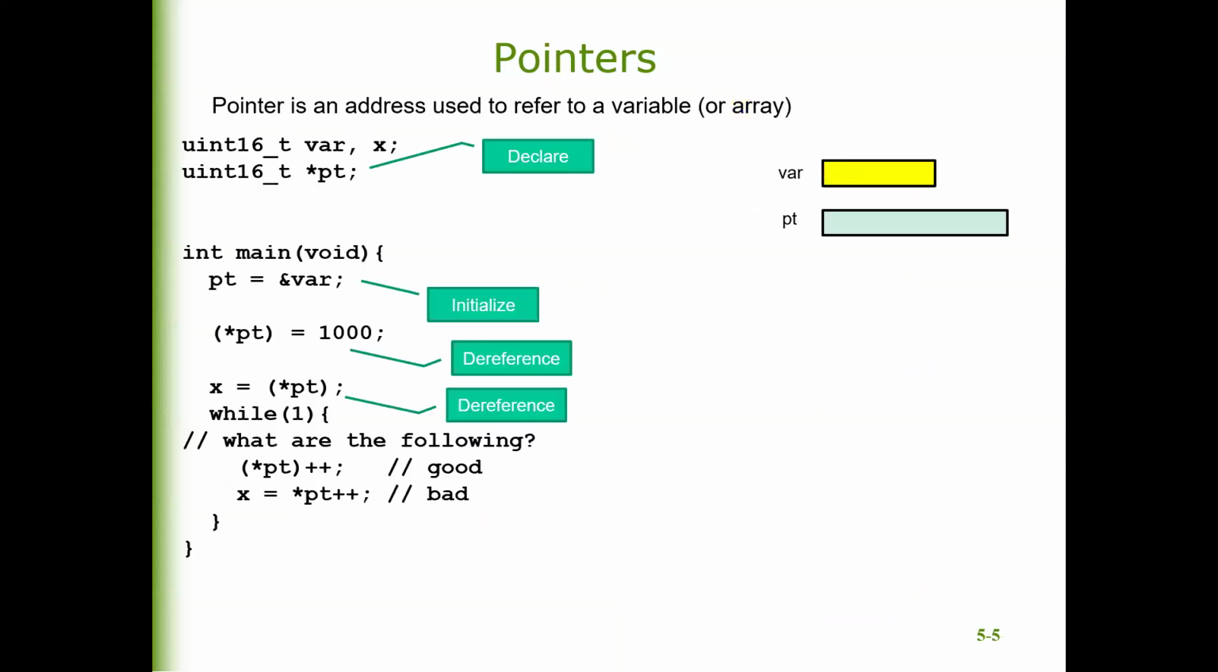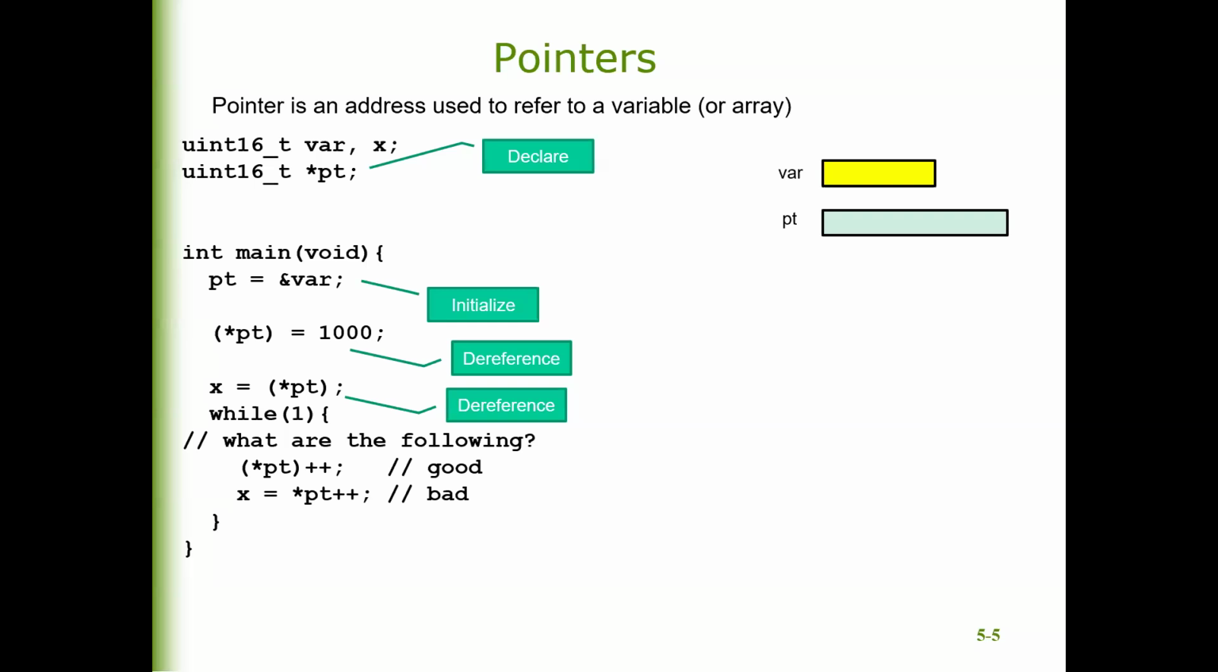So next is pointers. There is a quick example. Like I mentioned, the pointer is the address used to refer to a variable. This is how we can define it: unsigned integer 16-bit. We have two variables, var and x, and we also declared our pointer, which is *pt.